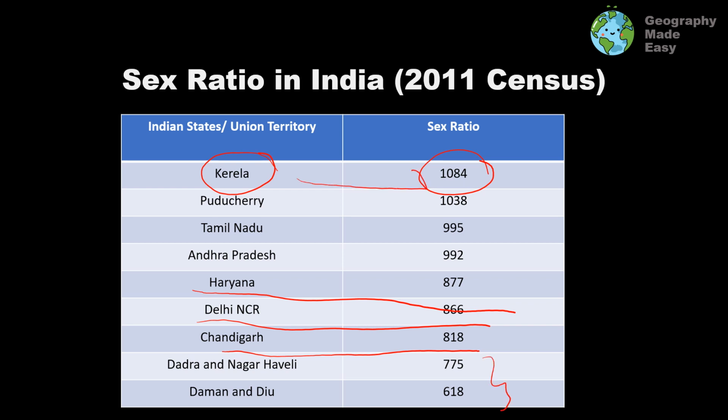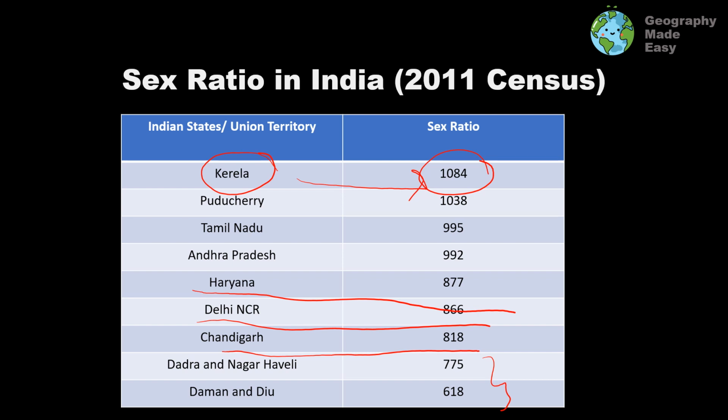Kerala has a very good sex ratio because of the empowerment and education, the high literacy rate which is seen here. Where more women are educated, more men are educated, we see that it directly affects social behavior.